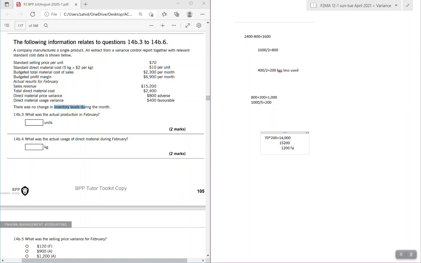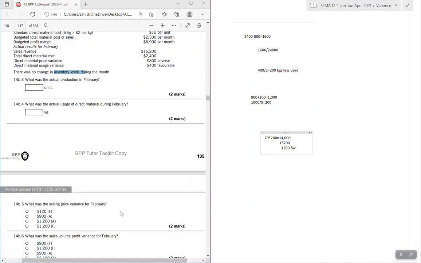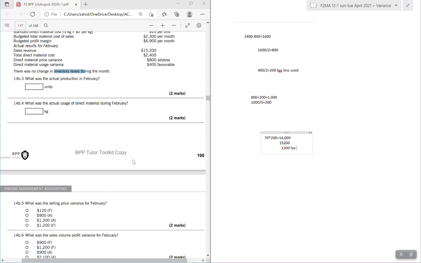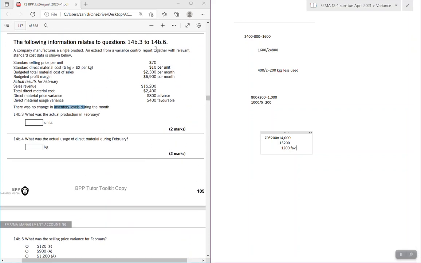We have 1200 favorable variance, and then we have a volume variance, which is about the budgeted units. Budgeted units total is not given, but budgeted profit and material cost is given. Budgeted profit is given here, but we need to find profit per unit. For that, we have to divide by total number of units, but units are not given. Total material cost is given here. If I take the total material cost and divide it by the cost of material per unit, which is 10, that gives me 230 budgeted units.